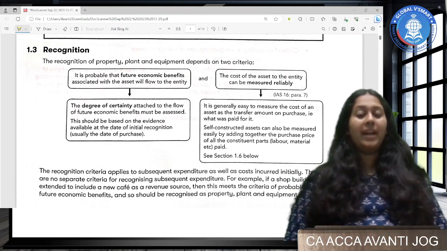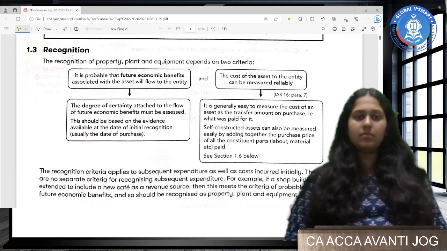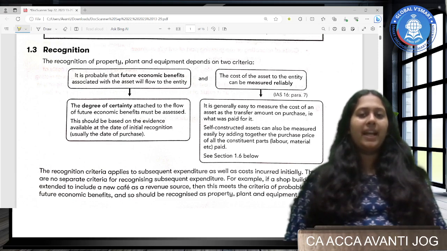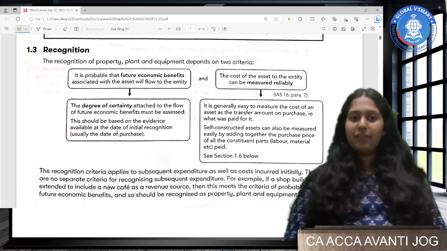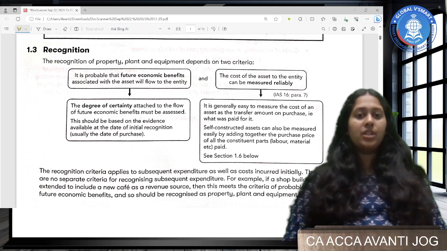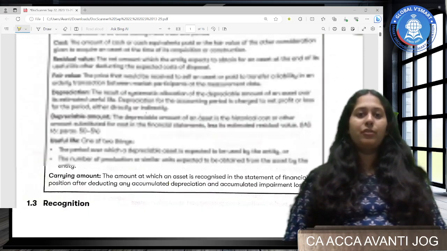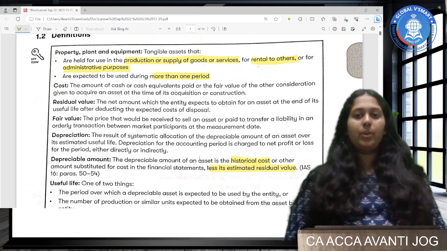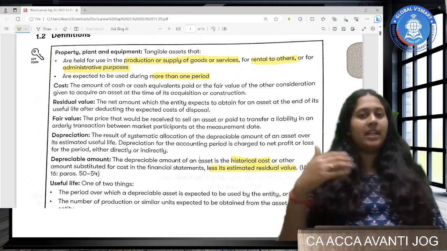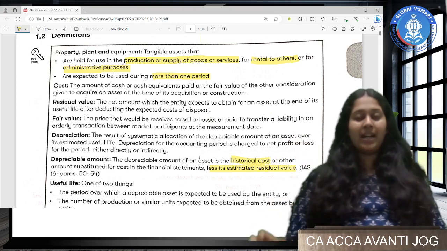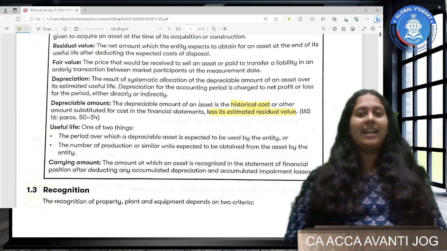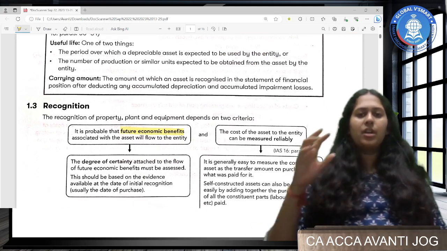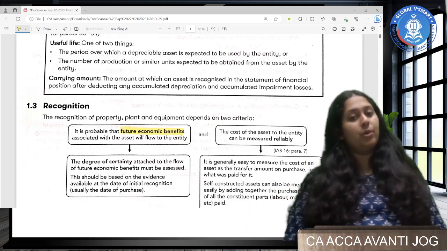Now, let's go into when you can recognize an asset. The recognition of plant, property and equipment depends upon two things. First, it's probable that future economic benefits are expected to flow. These future economic benefits can be of three types. Either you can get money by producing goods and services with them, or you can earn money by renting them out, or you can get money by booking your sales and doing marketing from that premises, that is admin purposes, thus indirectly turning it into economic benefits. So either of these economic benefits should flow to the entity.